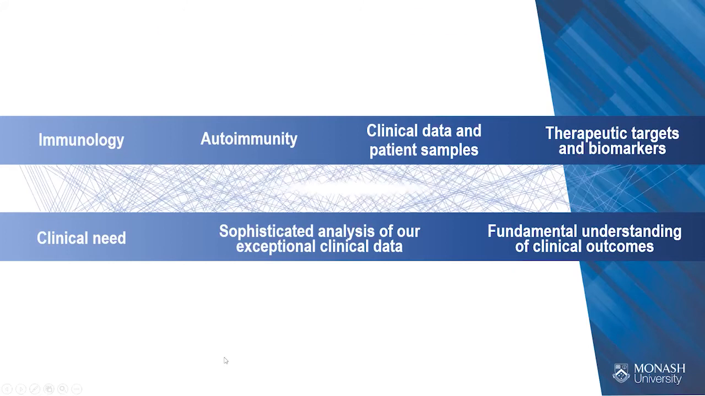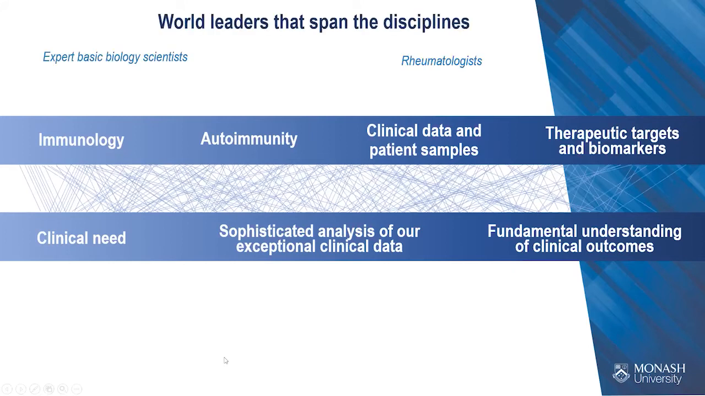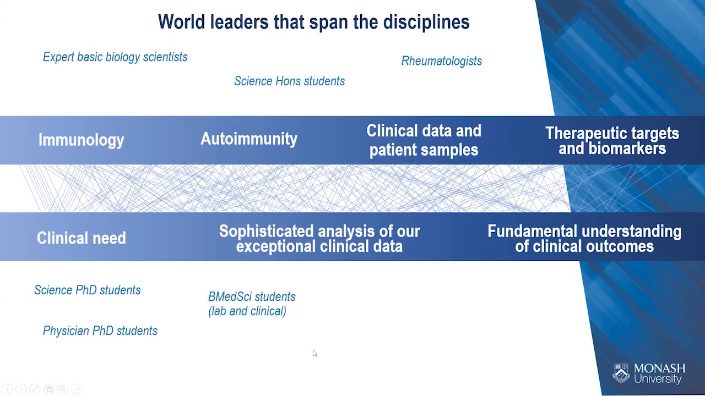So the real strength in our group is that these two streams are linked. We have strong links together, linking the basic lab research and the clinical research. And the team's made up of basic biology scientists, rheumatologists. We have PhD students, we have science students and physicians, PhDs, and likewise the same for honours students. We have bioinformaticians, mathematicians and research nurses.